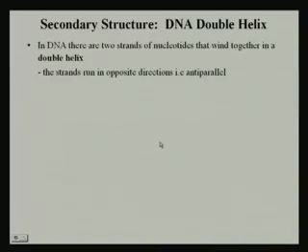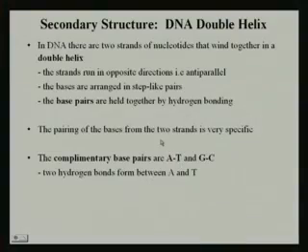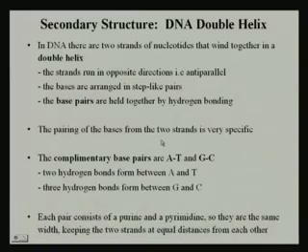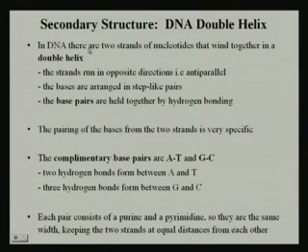Now, coming to the secondary structure. When we talked about the primary structure, we learned that it is a very simple structure joining the nucleotides together. In the secondary structure, we can find the DNA double helix. That means in DNA there are two strands of nucleotides that wind together in a double helix form. The strands run in opposite directions, that is, anti-parallel to each other.